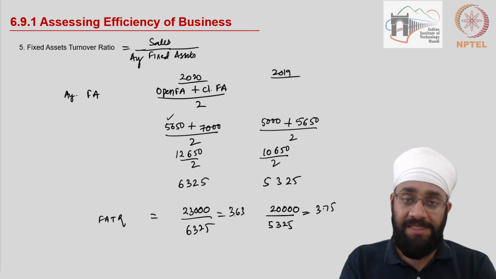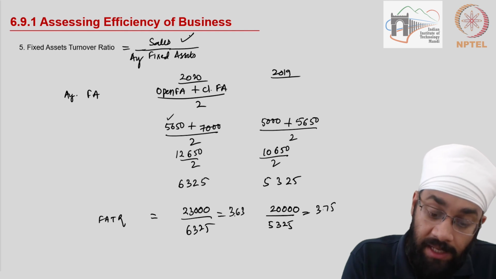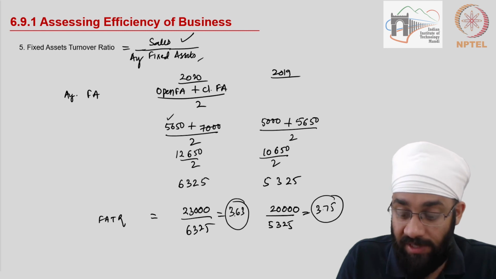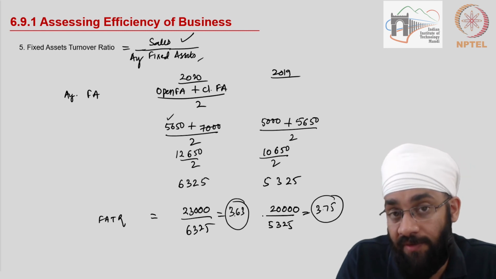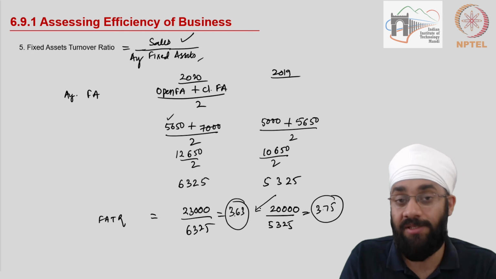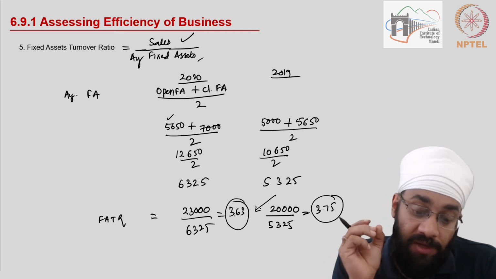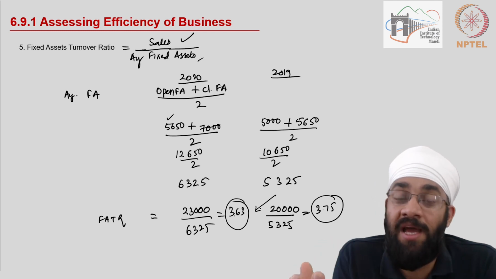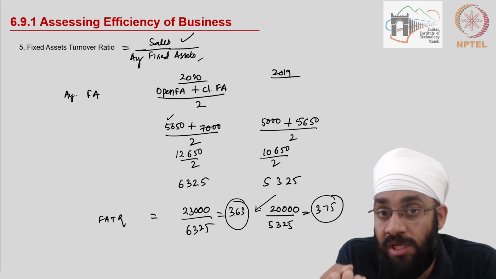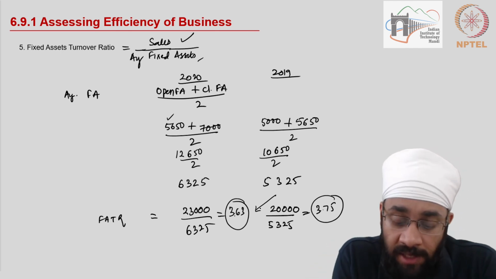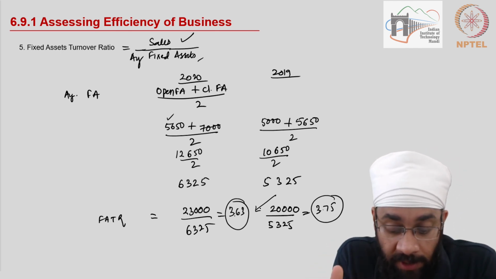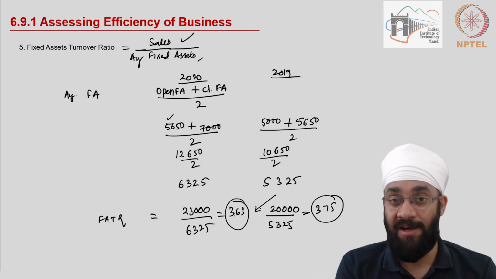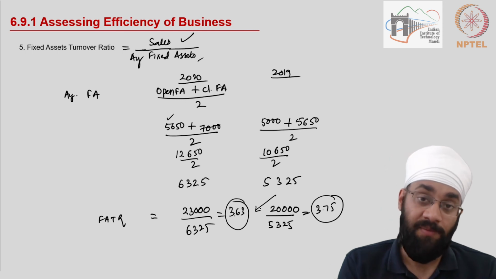There you go. So these numbers tell me that my sales is 3.63 times my fixed assets. In the previous year, my sales were 3.75 times my fixed assets, so the performance has gone slightly down. Investment has been made in the fixed assets, and a sale has been generated. Our ability to generate that sale using our fixed assets has gone down a little bit. So that's how you figure out the efficiency with which the fixed assets are being managed in a given business.